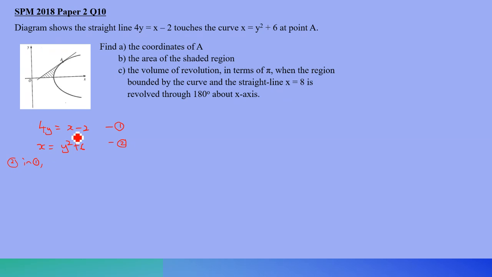So put it, your x is easier to solve. So 4y equals, substitute your x with y squared plus 6 minus 2. Bring all the terms together, you will get a quadratic function. So what you have is y squared minus 4y plus 4 equals 0. If you factorize this, you will get y equals 2. Okay, this is a repeated root.